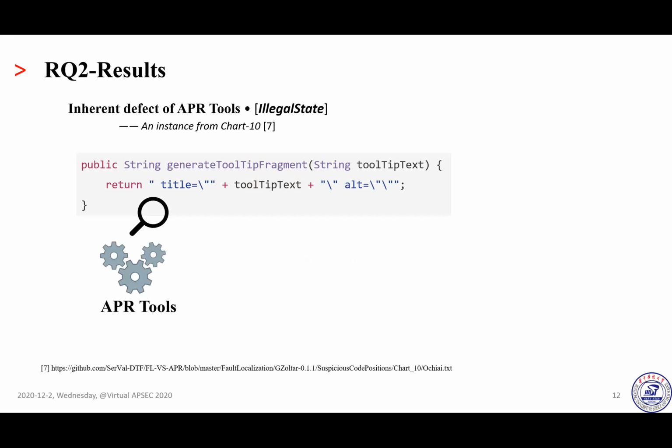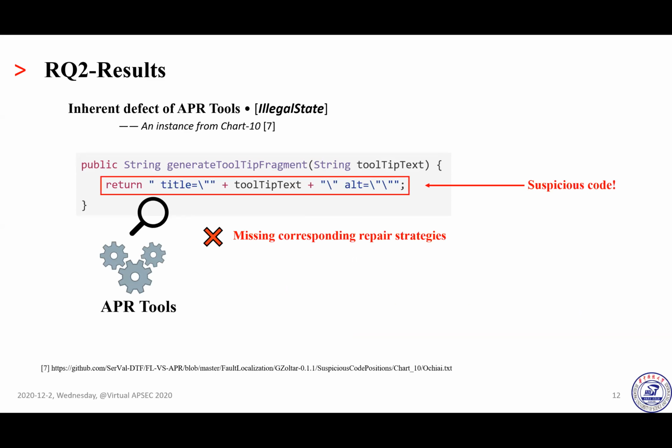Here is a case of illegal argument exception. We found that some fault localization tools only take the return statement, as shown in the slide, as the suspicious line under Ochiai 0.1. However, some APR tools integrated in the system will mutate this statement but cannot generate any available mutation. We classify such bugs caused by the library as inherent defects of APR tools.